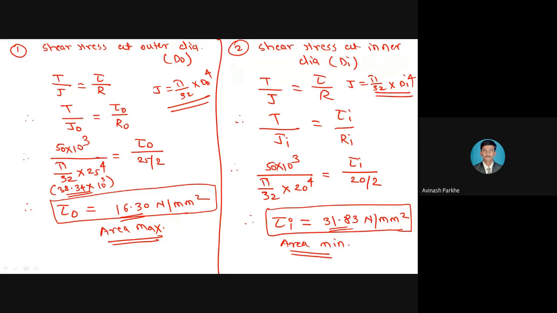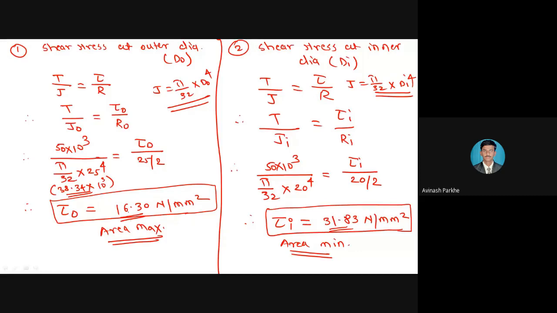Therefore, for the internal diameter, how much is it there? Only 20. So the cross sectional area is less. If the area is minimum, your stress value will be maximum. Therefore, the stress is always maximum at the inner radius. And for the outer diameter, if your diameter is 25 mm, you will get the cross sectional area as maximum, and when the area is maximum, your stress is minimum. That means you will get only 16.30 Newton per mm square.